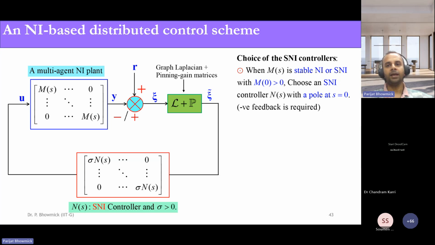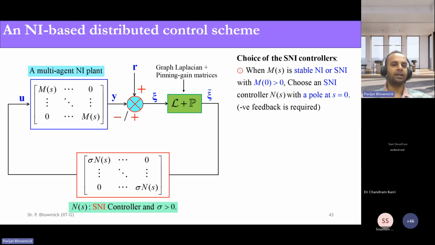First choice, think about whether the plant is a stable NI or SNI system with positive DC gain. Because most practical systems are positive, for them we'll have to use an unconventional negative feedback scheme. Why did I say unconventional? Because usually NI systems are stabilized in a positive feedback mode, but they can work with negative feedback mode also.